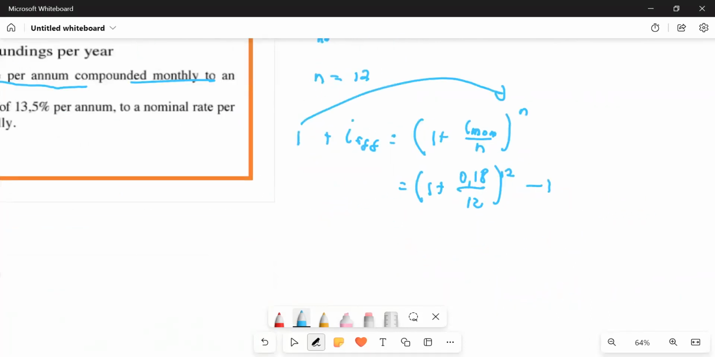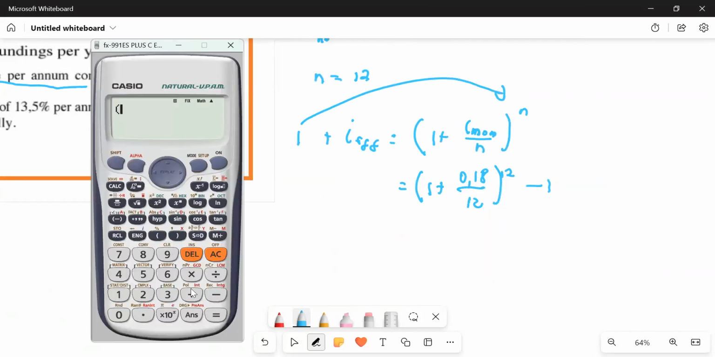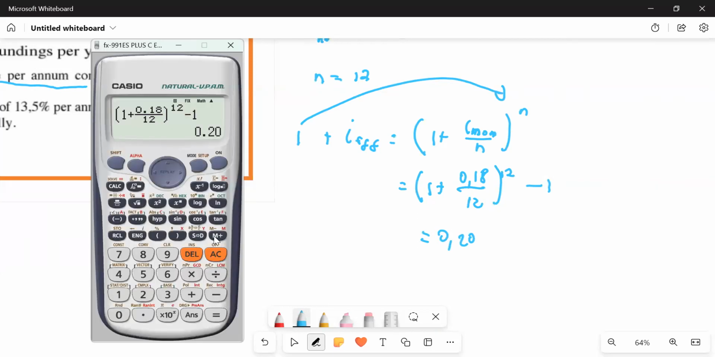So what are you going to have in your calculator? Open bracket, 1 plus 0.18 divided by 12, to the power of 12. Okay. And then it says minus 1. Then what we get is something like 0.20. Remember, my calculator is rounded off to 2 decimal places. I should change this with shift fix. Let me round it off to 6 decimal places. Yeah, something like this.